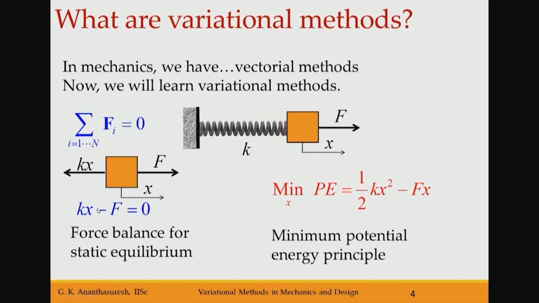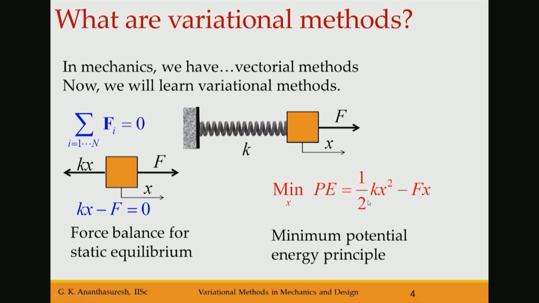Even in this force balance method, when we balance all the forces, we get an equation. That equation in this case is kx minus F equal to 0, or kx equal to F, then we can solve for x. Instead of solving it in this manner, you can also solve it in this manner. Here we are saying we want to minimize potential energy with respect to x, meaning that x is our variable for minimization. When I do that, I get an equation that is exactly the same.